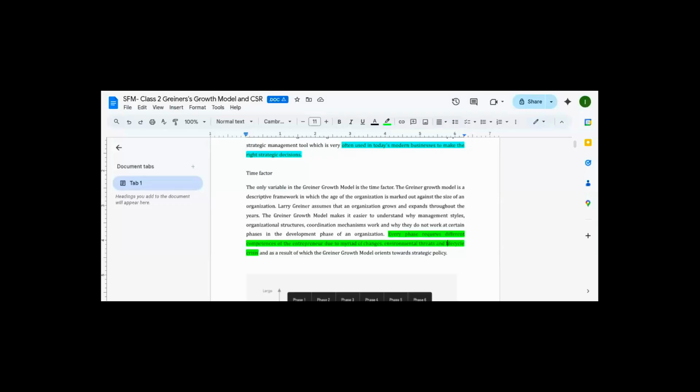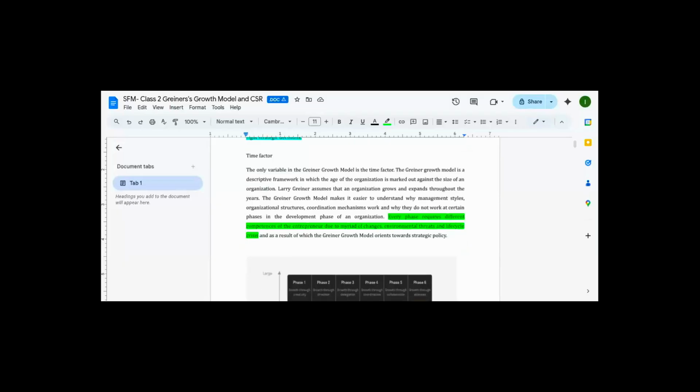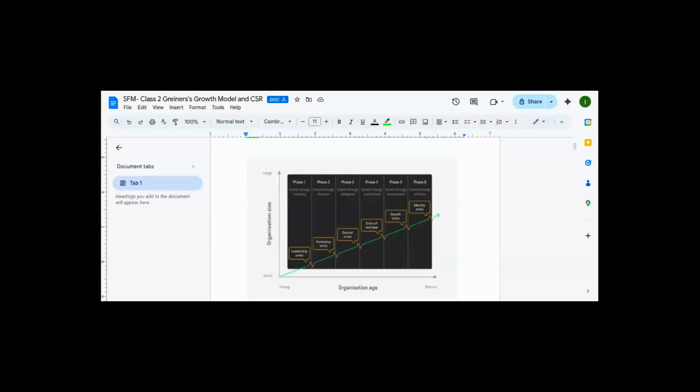And at the same time, the life cycle crisis. One of the typical examples of the life cycle crisis that we are going to discuss is the problem of leadership that occurs at the first phase of the Greiner growth model. So all these things we are going to do justice to them.